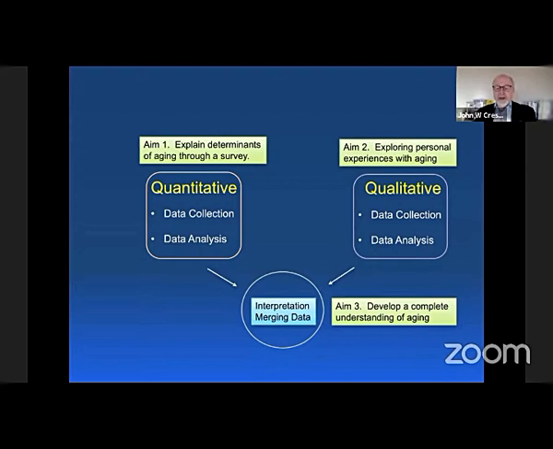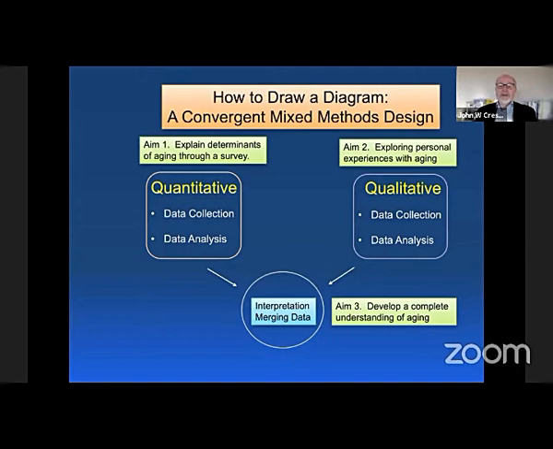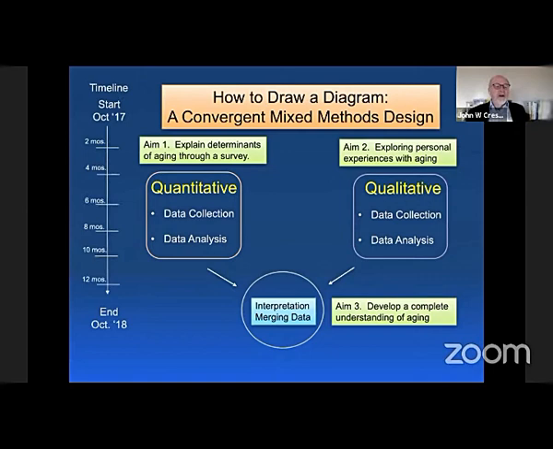So this is a convergent mixed method design diagram. And I can also put onto this diagram a timeline of when I'm going to be collecting and analyzing this data. This is really helpful, not only to have a diagram for a journal article, an application for funding, to present to your graduate committee if you're doing a mixed methods master's thesis or dissertation.